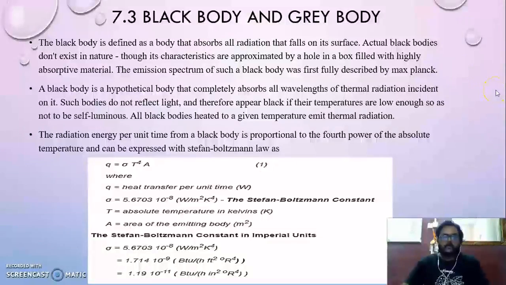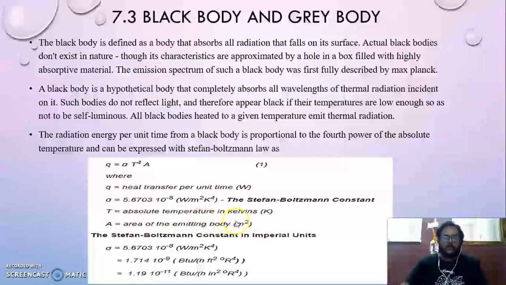The radiation energy per unit time from a black body is proportional to the fourth power of the absolute temperature, and can be expressed with the Stefan-Boltzmann law. So we'll look into the Stefan-Boltzmann law in a while. Over here we have Q is equal to sigma A T to the power of 4, where Q is the heat transfer per unit time, and sigma is equal to 5.6703 times 10 to the power of -8. This is the Stefan-Boltzmann constant. We'll be using this more in the other equations.